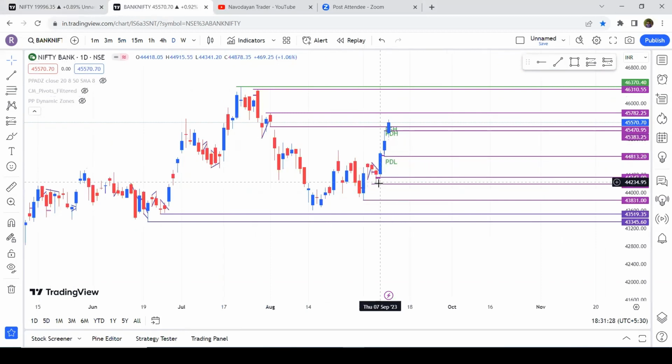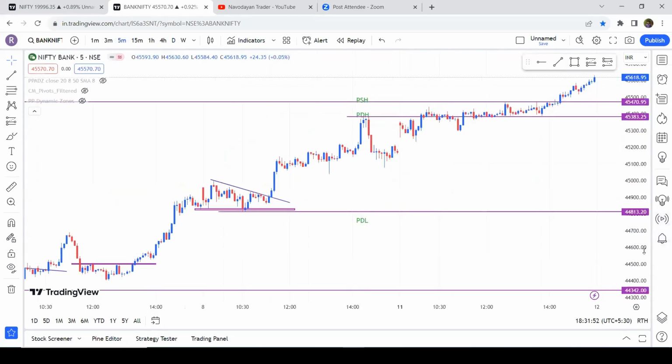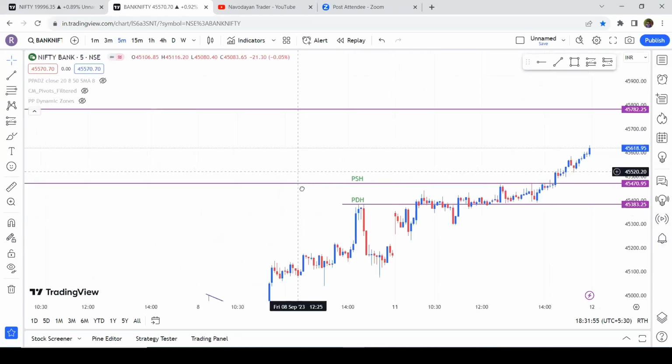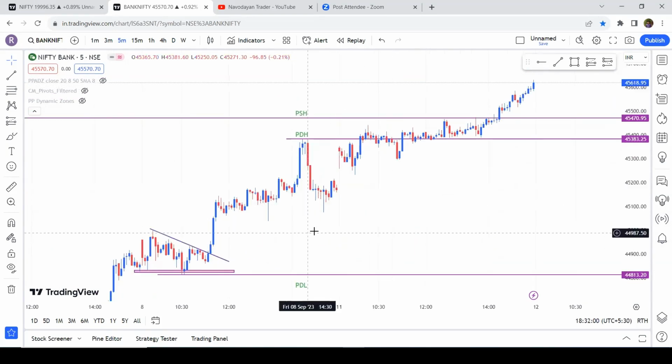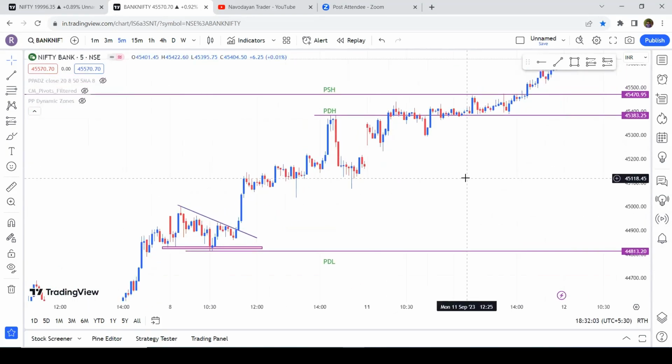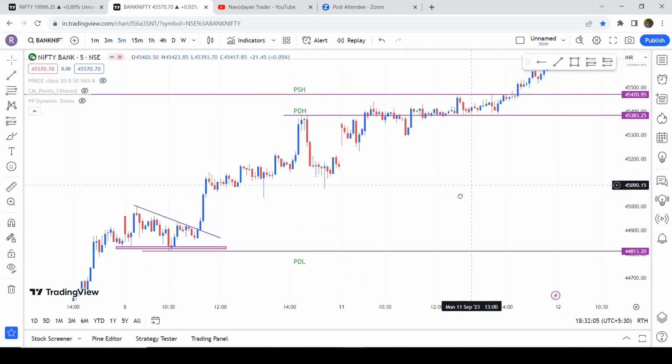So the previous swing low was here. This is nothing but the previous day low, which is a very important level. Another level can be this one, which we call the previous swing high. For the current day, this one was the previous swing high, which is already marked, and this is nothing but a gap border. I will show that in the 5 minute chart as well. This gap border can act as a very important level. So PDL and PDH have already been marked.